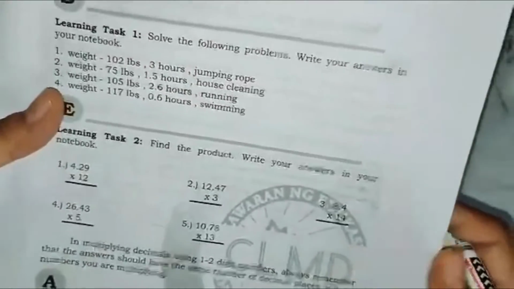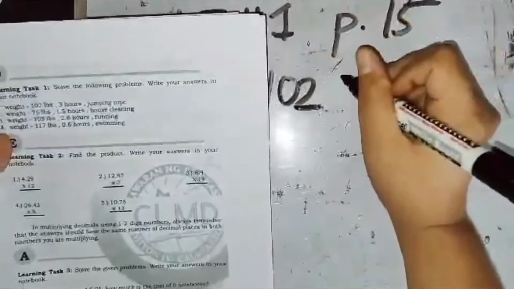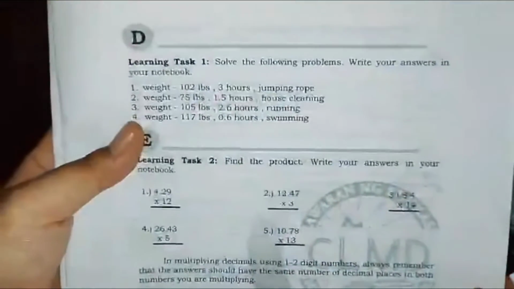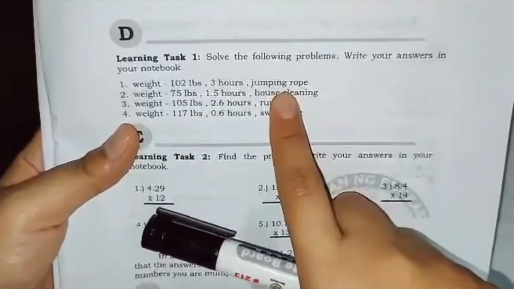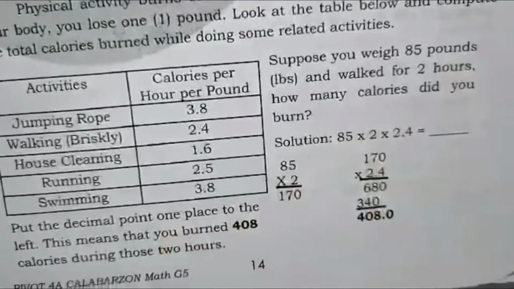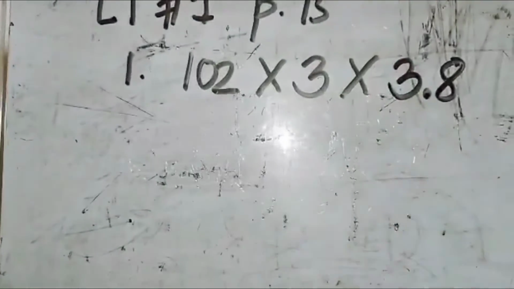So, there you go. We have there the weight, 102 pounds times 3 hours times. Okay tayo dun sa dalawa. Nasaan na yung number para sa jumping rope? Titingnan nyo dito sa table. Okay. Yan, since ang jumping rope ay 3.8, na ito ha, sa page 14, 3.8, ilalagay mo 3.8. So, you have there 3 factors.